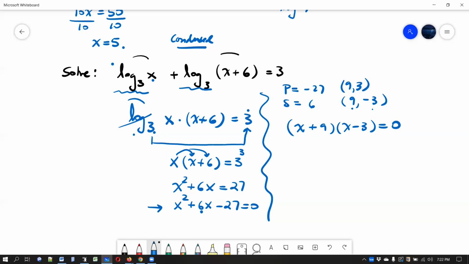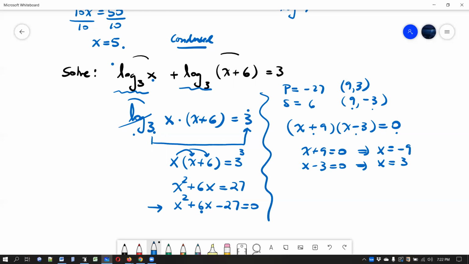By the zero property, we set this to 0 and we set this to 0. So x plus 9 equals 0 means x equals negative 9. x minus 3 equals 0 means x is 3. We got two solutions. They both need to be verified.